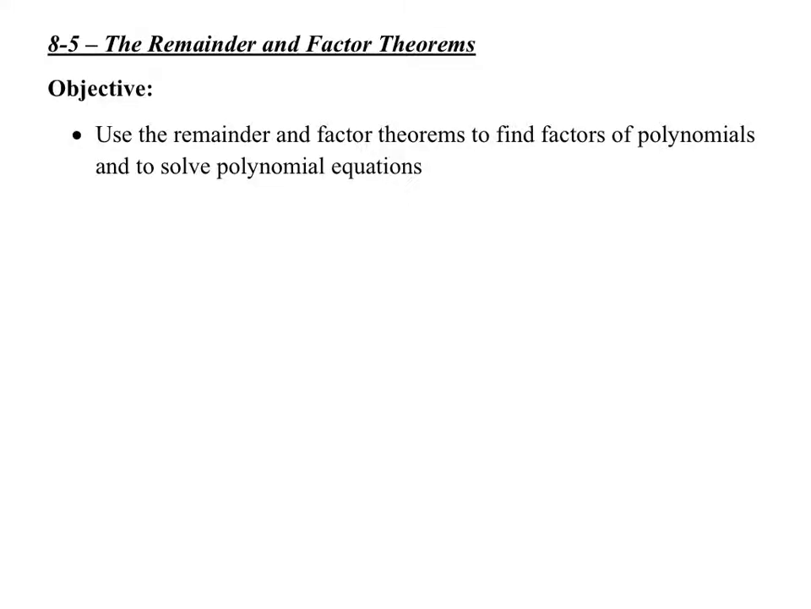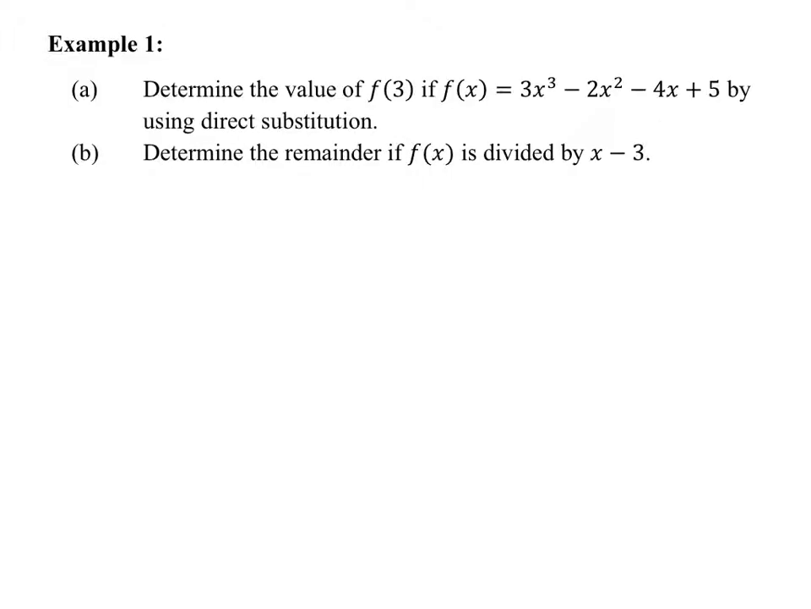This lesson is the remainder and factor theorem. We're going to take a look at both of these theorems, one of which is a corollary to the other, like a result of, or another way of writing the other theorem. So let's start with this first example here. Determine the value of f of 3 by using direct substitution.